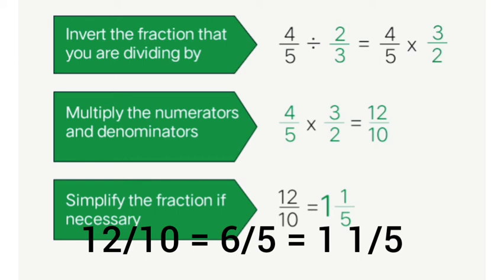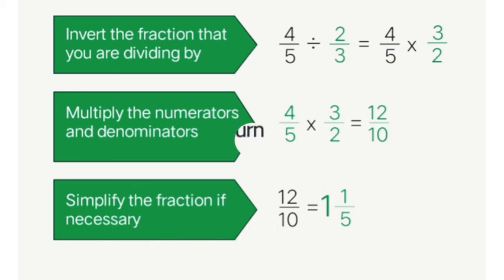Now, how did we get this mixed fraction? 12 by 10 can be simplified with the table of 2. 2 6's are 12, 2 5's are 10. You will get an improper fraction 6 by 5, which is converted into a mixed fraction as 1 1 by 5.